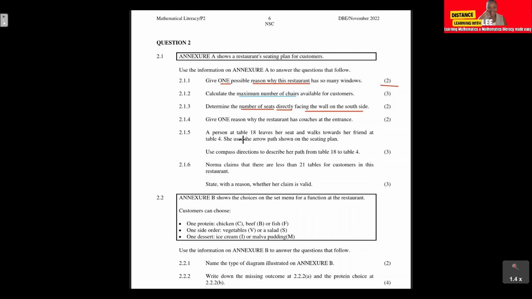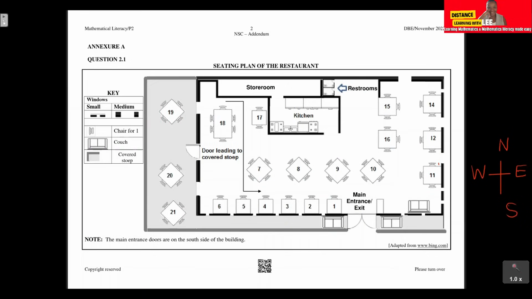It says a person at table 18 leaves her seat and walks towards her friend at table 4. She uses the arrow path shown on the seating plan. Use compass directions to describe her path from table 18 to table 4. We're told that a person leaves her table here at table 18, so we see this is our table 18, and they basically want to go to table 4.